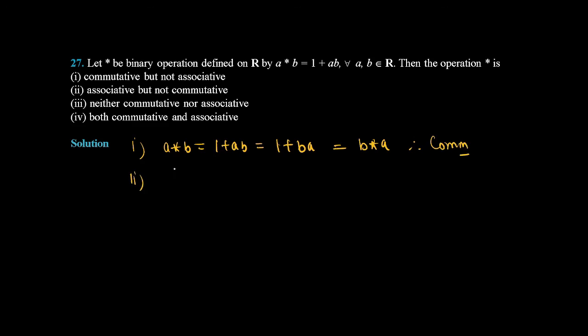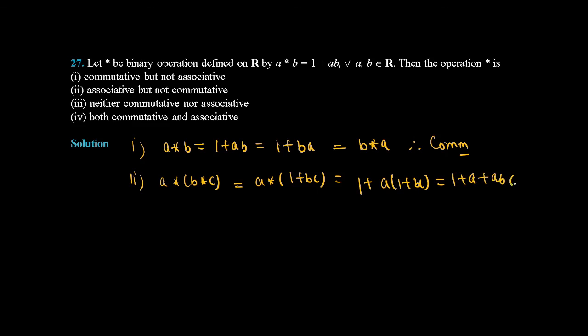Next we will check for associative. Is it associative or not? For associative, consider a star (b star c). Here b star c is 1 plus bc. Now again we will apply the same definition. So this is 1 plus a into (1 plus bc). So this is 1 plus a plus abc.